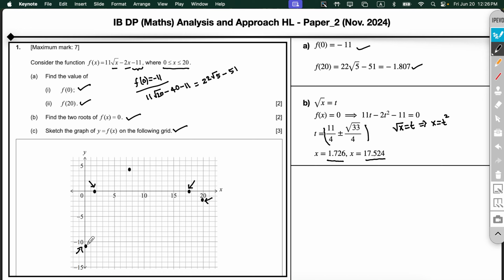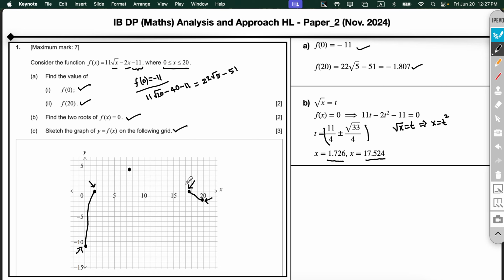Now comes the point where you have to sketch the graph. We see that at 0, the value is negative 11, at 20 it is negative 1.807, and we also know the two roots, where the function value is 0. So the graph is probably going to look like this in the part from 0 to 1.726 and from 17.524 to 20. What happens in between is still a little confusing. We still are not sure. Probably it goes up, then comes down.